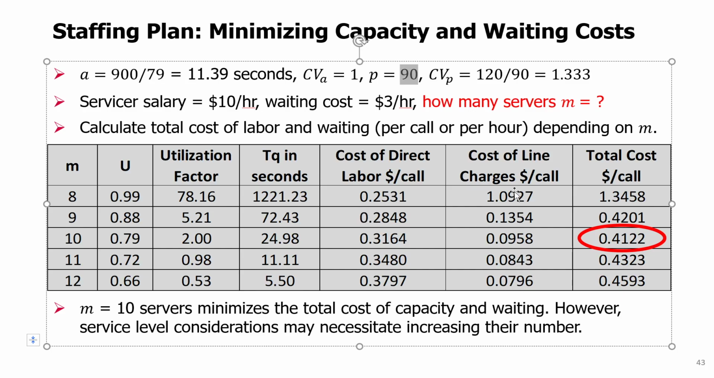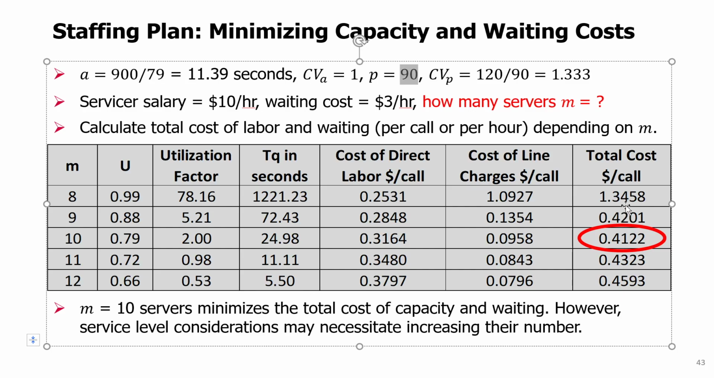So the interesting thing to realize is that the line charge cost is per call, and the cost of direct labor is also calculated as dollars per call. So both of those costs are dollars per call, and we can add them. So we can see here the sum of those costs.